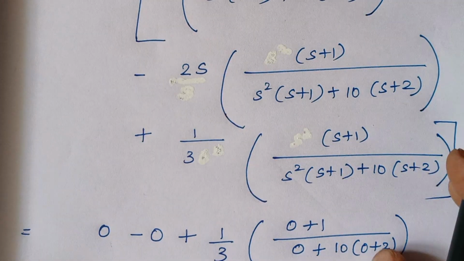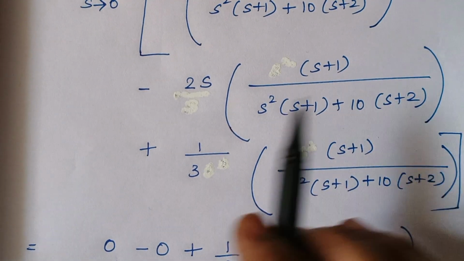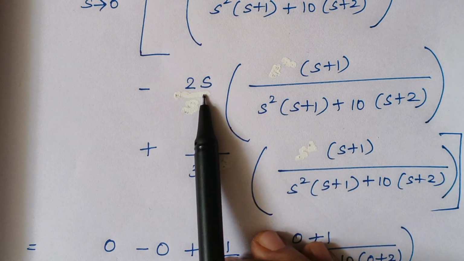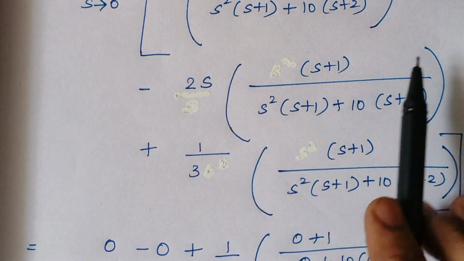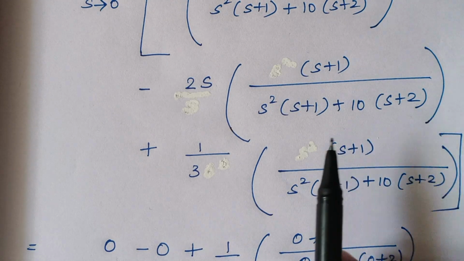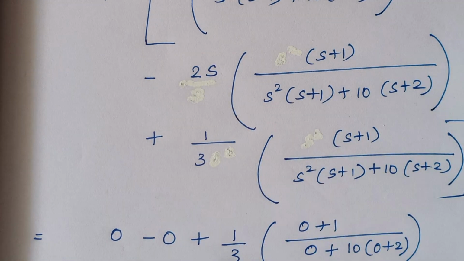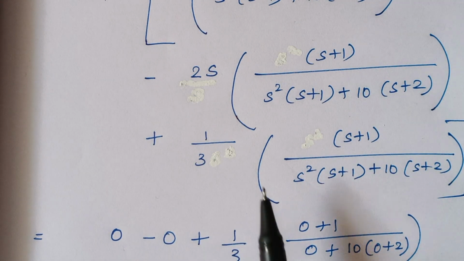So the next thing is, consider our second expression. When you substitute s equal to 0, here I have an s, so 0 multiplied by anything becomes 0. So our second term also reduces to 0 here. And the next thing is the third term.